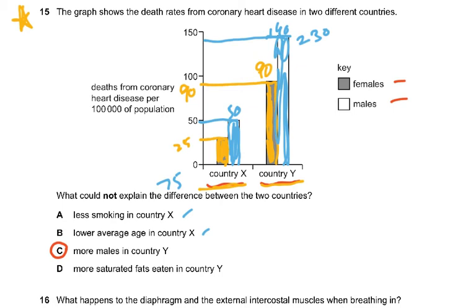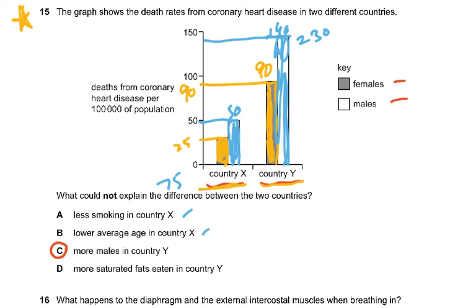More males in country Y. Because look at the males, they were 50. Here it's 140. And what does it say? What could not explain the difference between the two countries? Why would we say more males in country Y? Were there more men? It says an equal proportion of men and women in both countries. So death rates couldn't be just that the men are dying of some disease and there are fewer women in that country, and in that country more men are present.